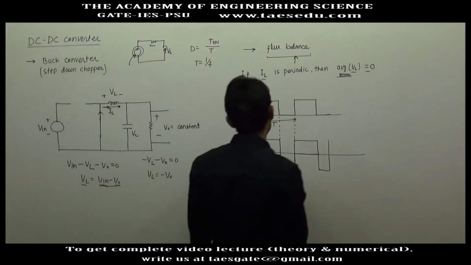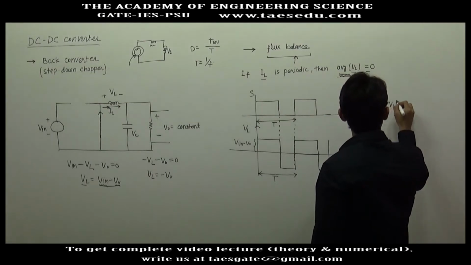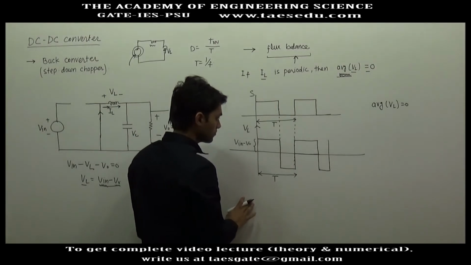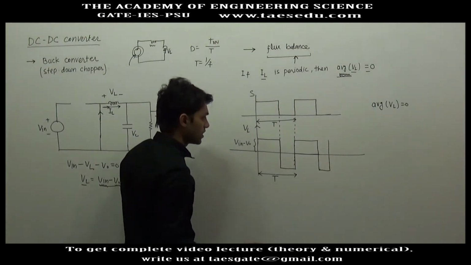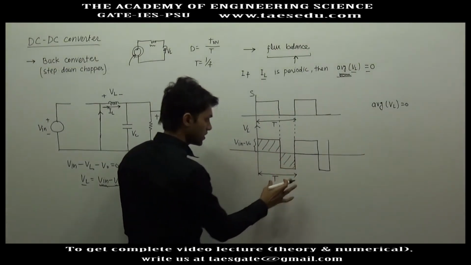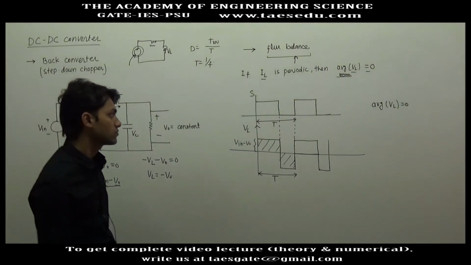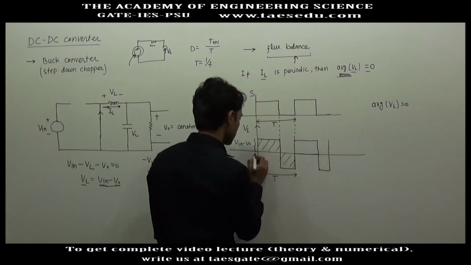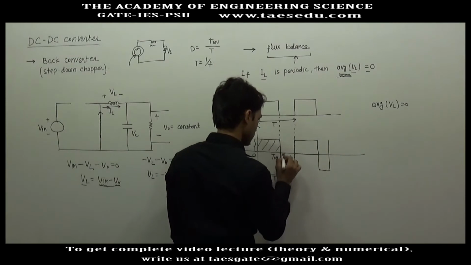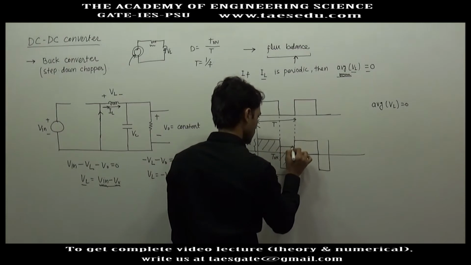Now we will apply flux balance. The average inductor voltage has to be 0. So how will we find average inductor voltage? The average of any value is positive area minus negative area divided by total time. This is 0, this is T on, this is complete T, and this duration is T off.